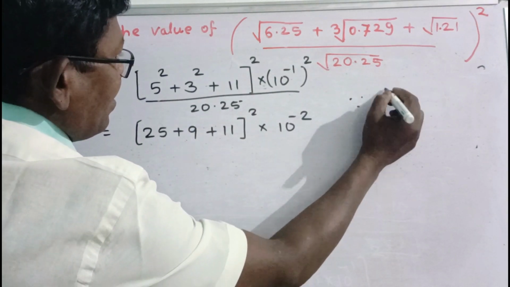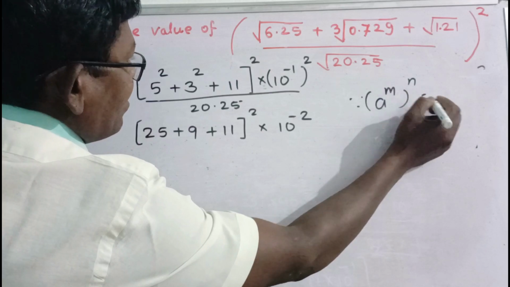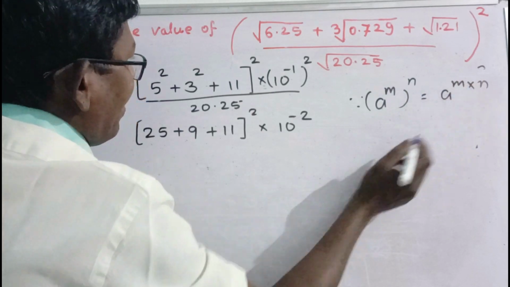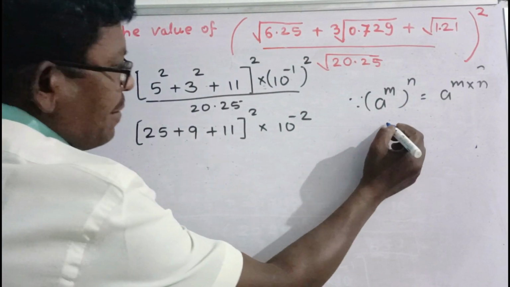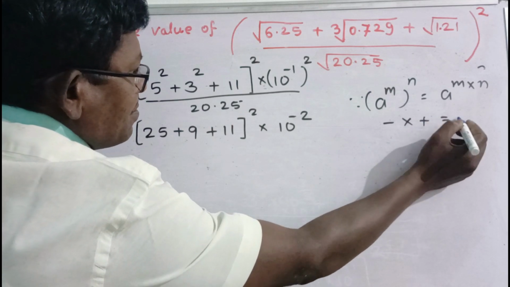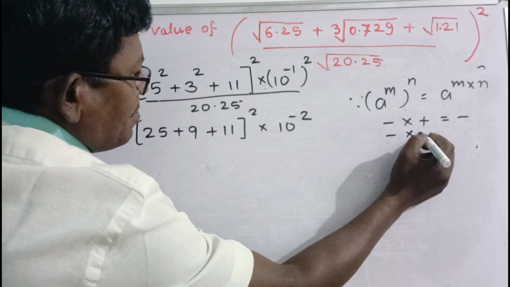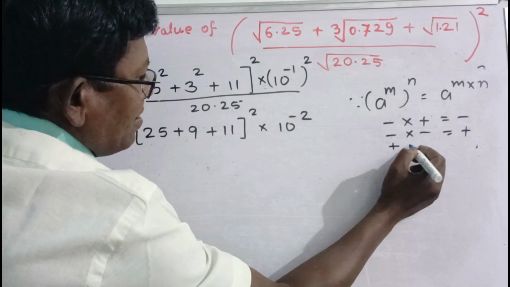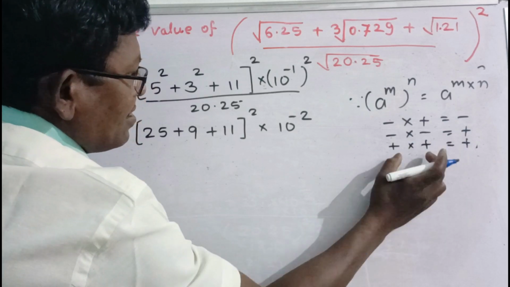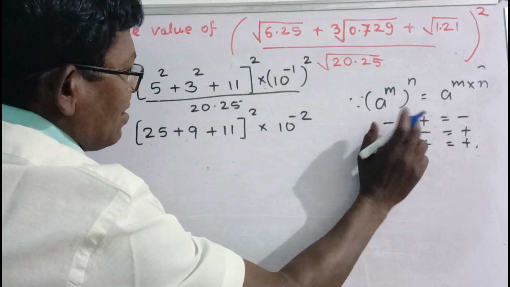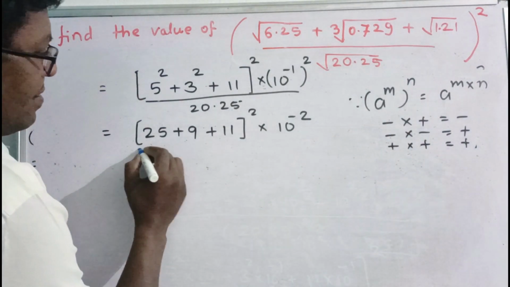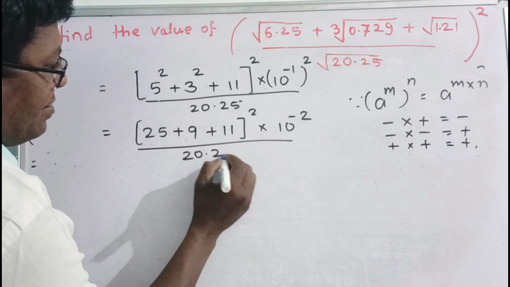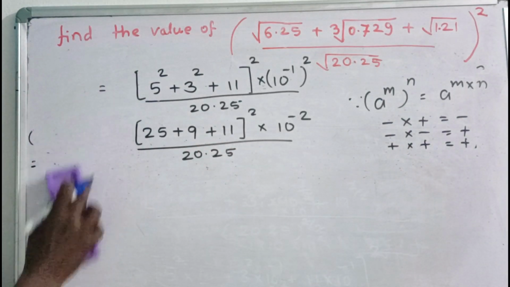Here we are using the property a raised to the power m into n is nothing but a raised to the power m into n, and minus into plus, that is minus in multiplication, minus into plus, minus into minus, plus into plus. सेम साइन है तो ऑलवेज प्लस, अल्टरनेट साइन है, अपोजिट साइन है, अलग साइन है तो माइनस, चाहे माइनस इधर रहे या उधर रहे कोई दिक्कत नहीं है मल्टीप्लिकेशन में. डिवाइडेड बाय 20.25.